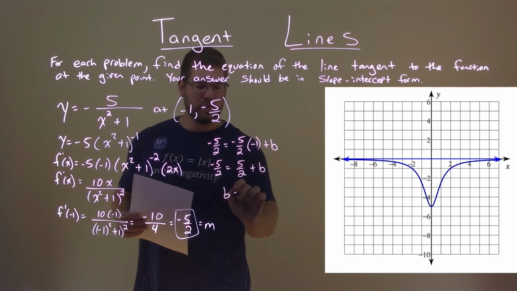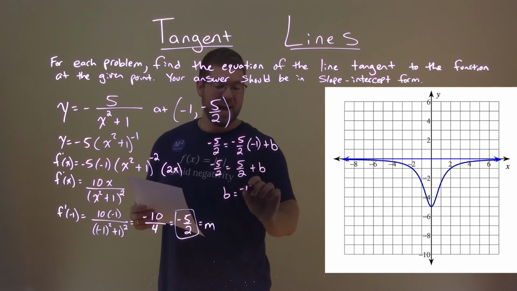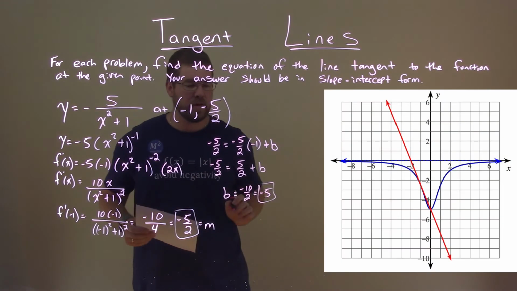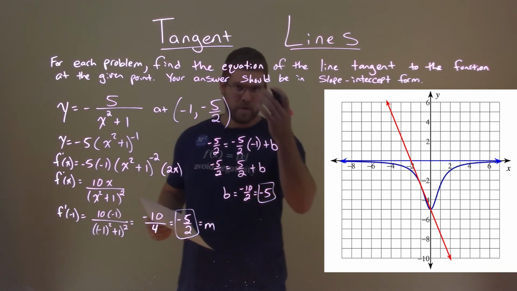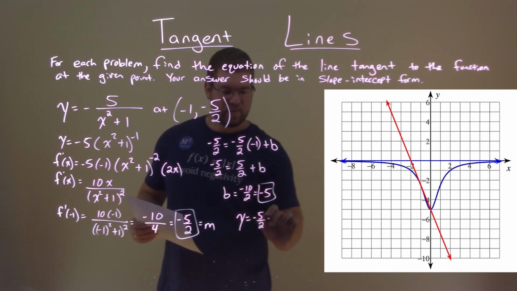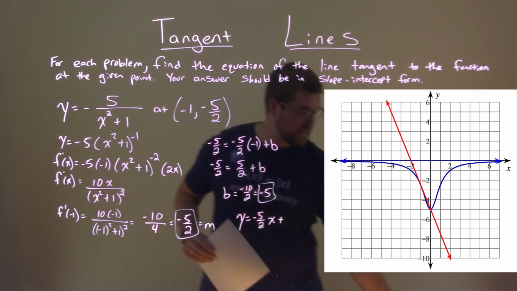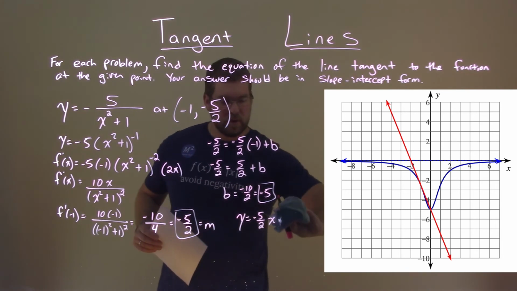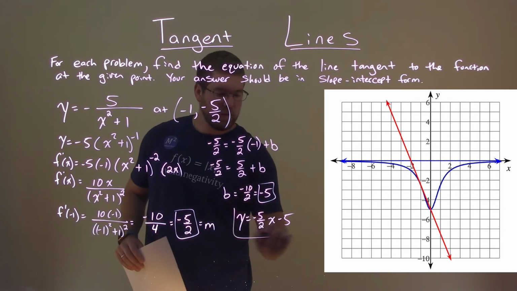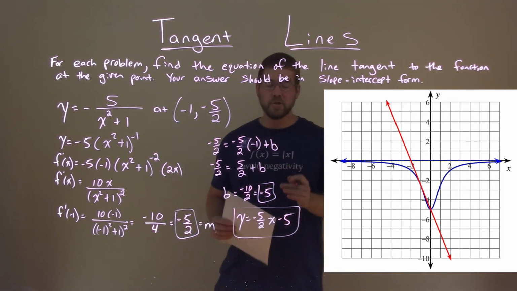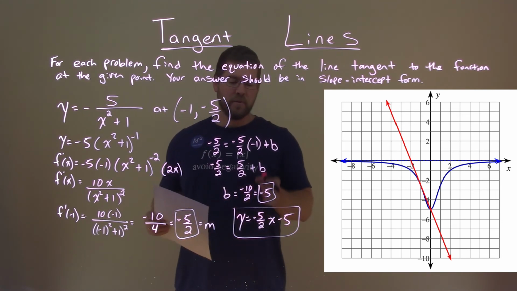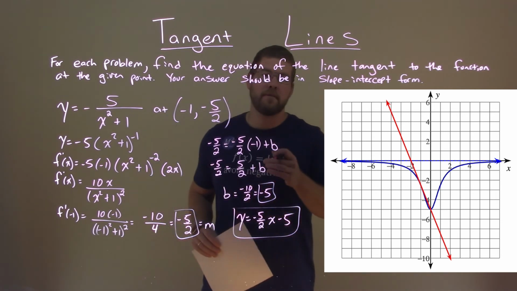Subtract 5 halves from both sides, and we get negative 10 halves, which simplifies to be a negative 5. So we have our b value, our m value. We can write the equation of the line. y equals negative 5 halves x plus, or subtract actually. Let's write subtract instead of plus and negative. I do like writing plus and negative a lot. Minus 5 here. And so the equation of our line that's tangent to the function at negative 1 comma negative 5 halves is y equals negative 5 halves x minus 5.